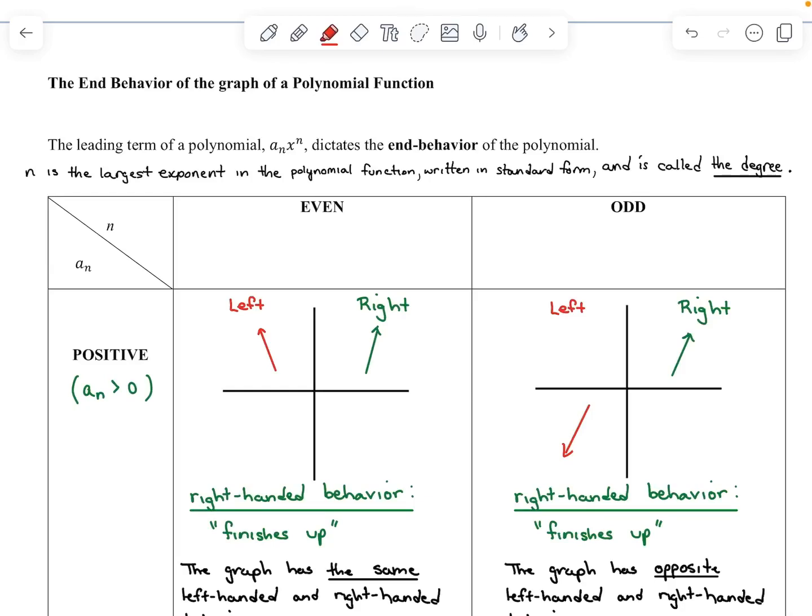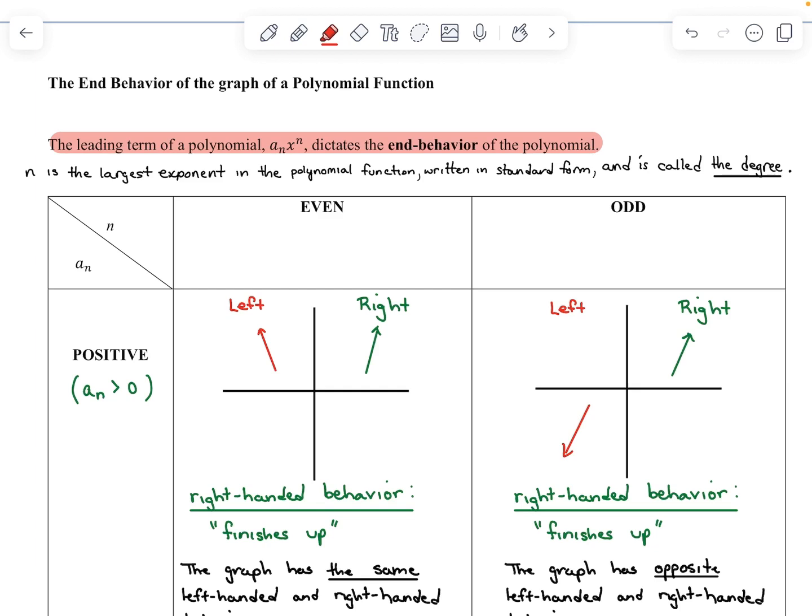Hello class, in this video I'll be discussing the end behavior of the graph of a polynomial function. Let's begin. Later in this section you'll be asked to sketch the graph of a polynomial function given its equation. And in order to do that, you must be able to identify the graph's end behavior. The leading term of a polynomial dictates the end behavior of the polynomial.